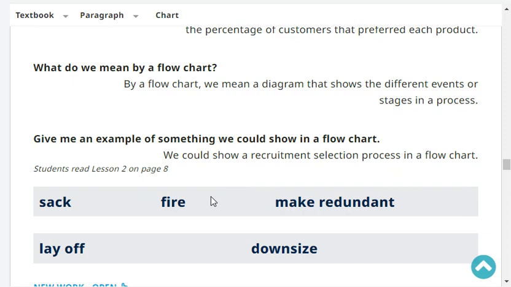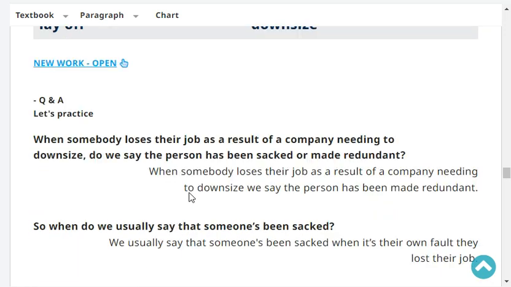Give me an example of something we could show in a flow chart, please. We could show a recruitment selection process in a flowchart. Very good.